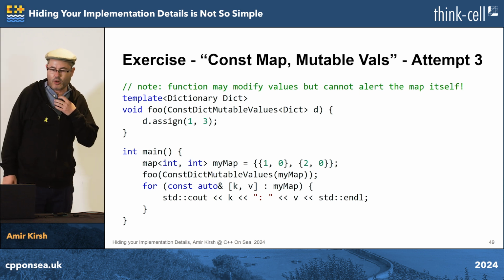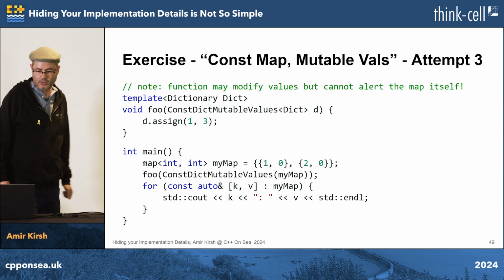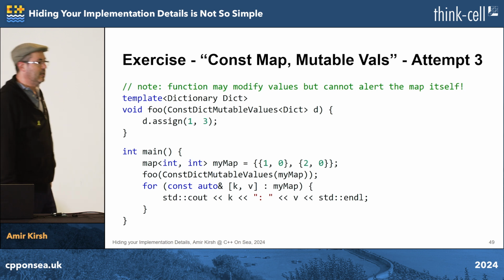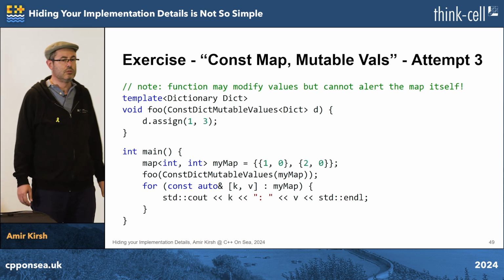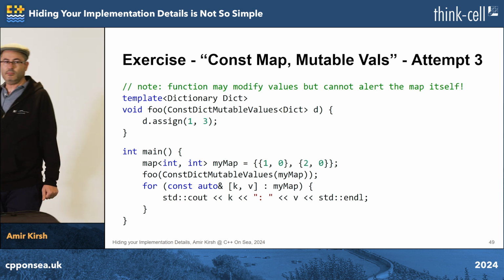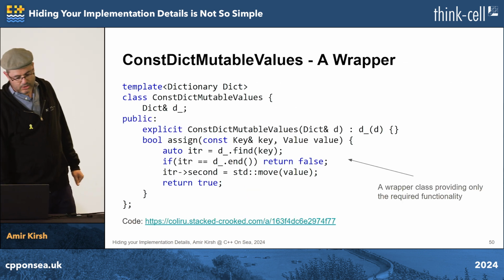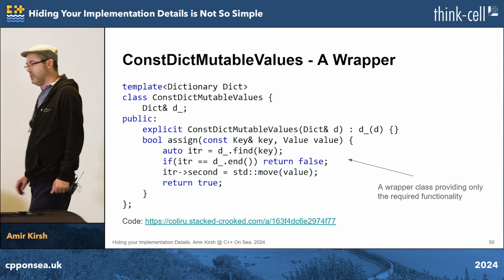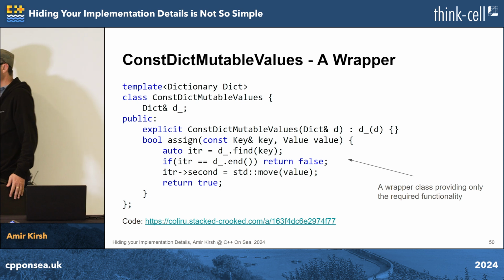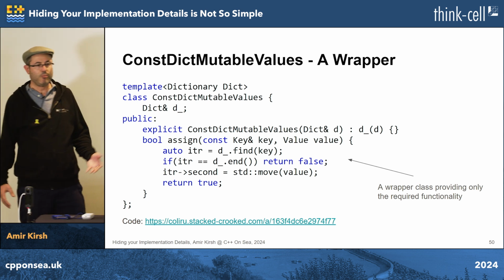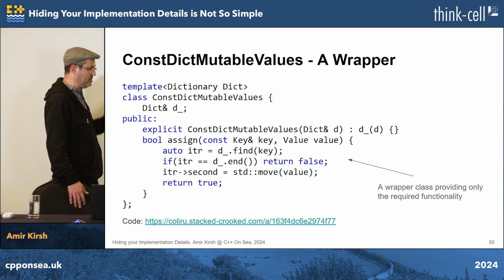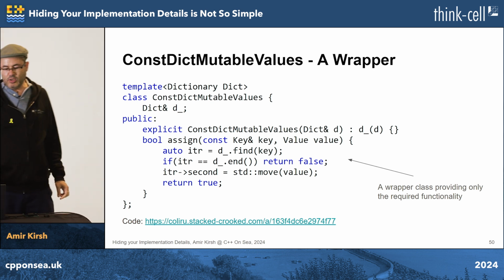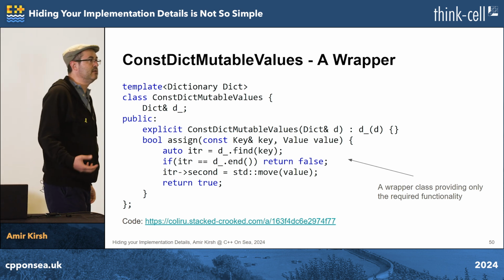So I'm going with another option of creating a wrapper, okay? Let's create a wrapper, and let's call it const dict mutable values. Is it a costly wrapper? Not so. What should be inside the wrapper? Just a reference to the actual map. I don't know if it is a map or an unordered map, so I would just use a template argument. So it's going to be a map or unordered map or any associative container that has the functions that I need. And eventually, this is what I'm exposing. This is what I'm giving you. I'm giving you something that has only the assign function.